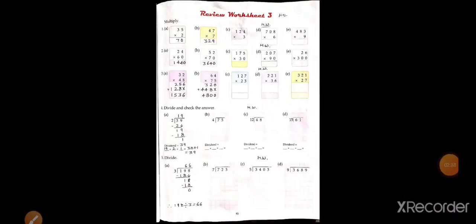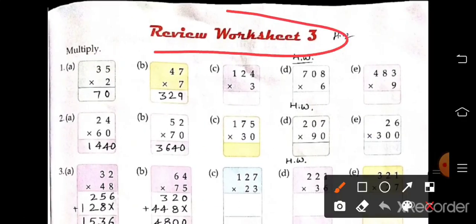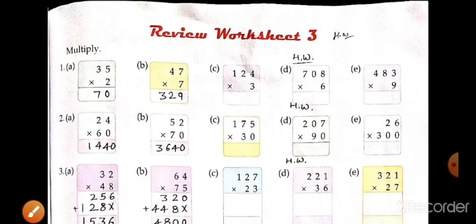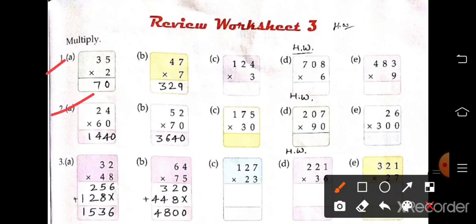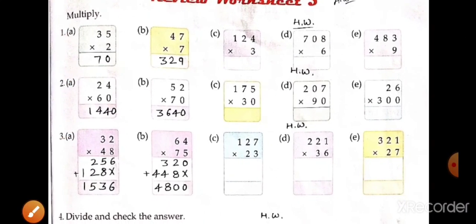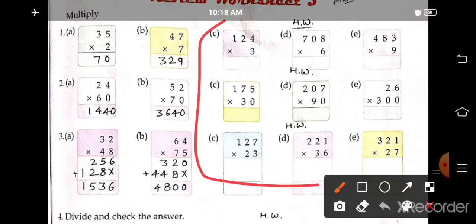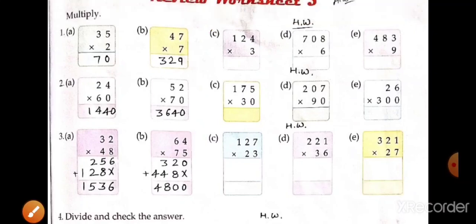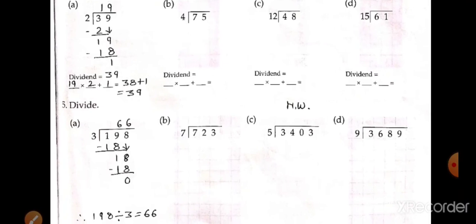Now at page number 93, review worksheet 3. Okay, so you have to do this review worksheet yourself. I have done two questions of each. Okay, two parts I have done. The rest of the questions you have to do yourself in your homework. Okay, so like this you have to do.